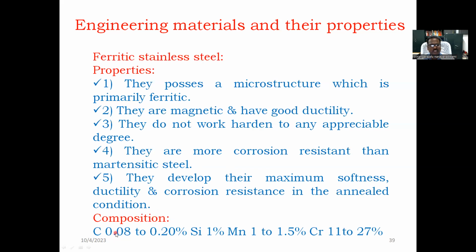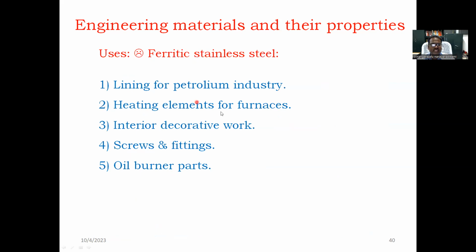Composition: 0.08% to 0.2% of carbon. Remaining other elements: silicon, manganese, and chromium, etc. Chromium is 11 to 27%. That is a ferritic stainless steel. Uses of ferritic stainless steel: lining for petroleum industry, heating elements for furnaces, interior decorative works, screws and fittings, oil burner parts, etc.